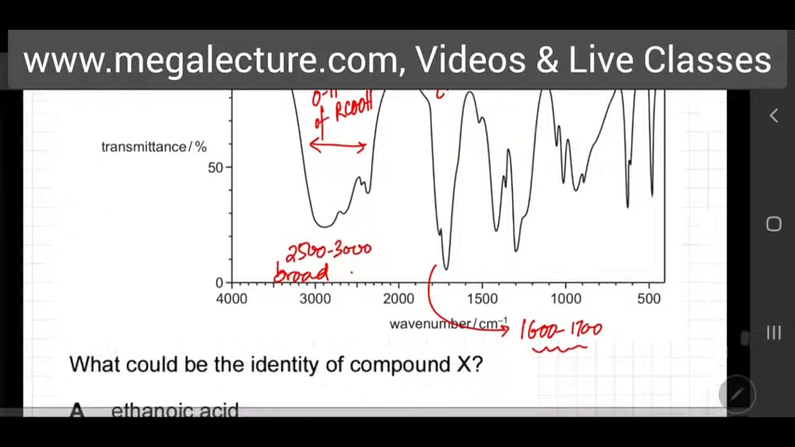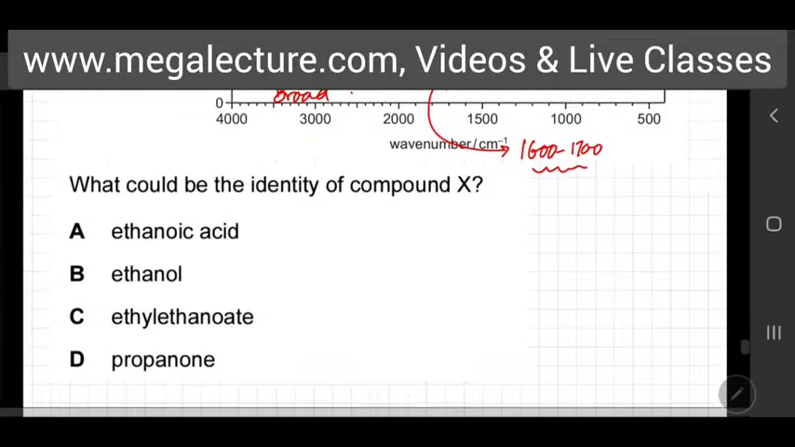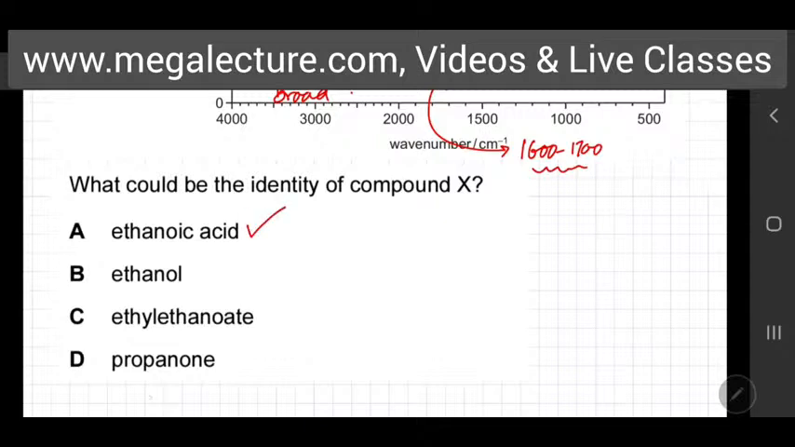So if I go back to the question, the answer is clearly ethanoic acid, because there was an OH that belonged to a carboxylic acid, and there's only one carboxylic acid given, so the answer is going to be A. If it's ethanoic acid, it's going to have both types of bonds. It's got a C=O bond and an OH that belongs to the carboxylic acid as well. So A is the correct answer.